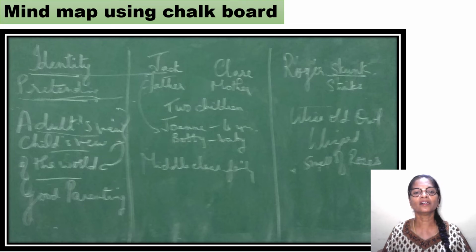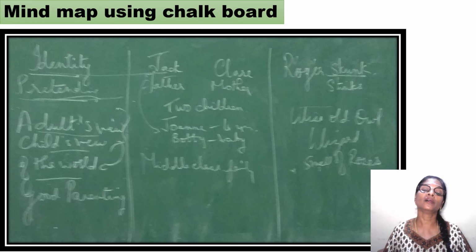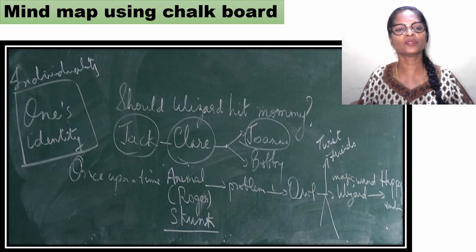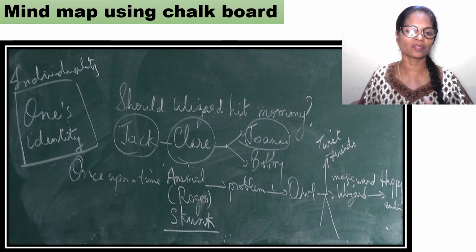And then I put in the next column the characters in the main story, the Jack who's telling the story to his daughter and all that. And in the last column about the Roger Skunk part of the story and the characters involved in that. So you can do something like this. You can always do another mind map like this one, which I have done, where we are talking about individuality and identity. One's identity, which is important. This is the message that Jack wants to give his daughter as well.